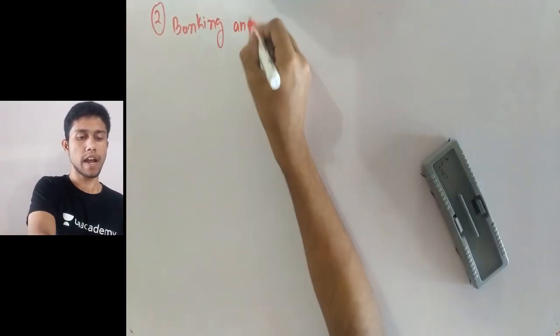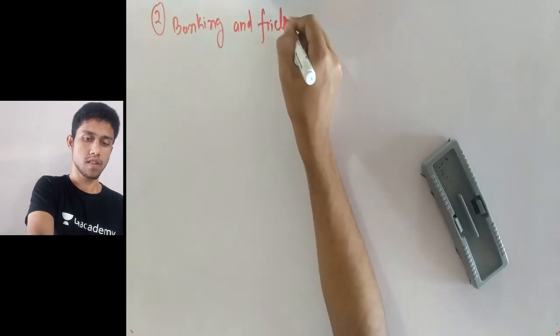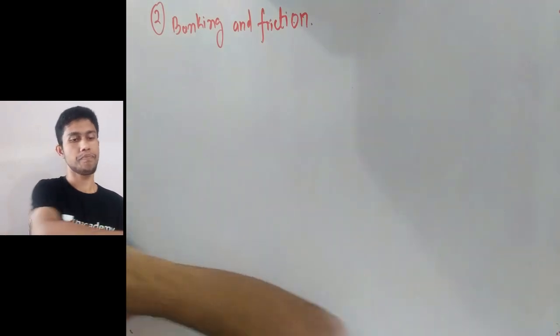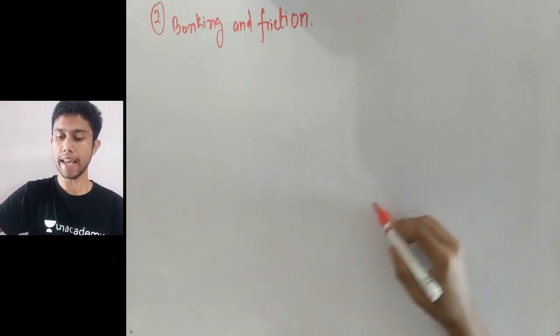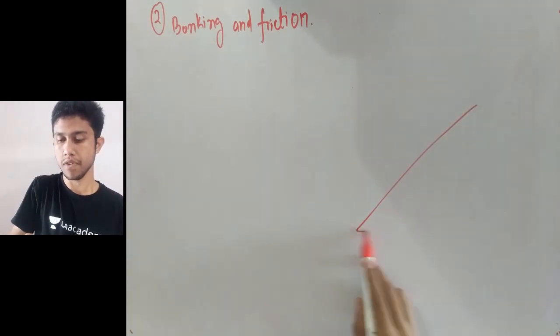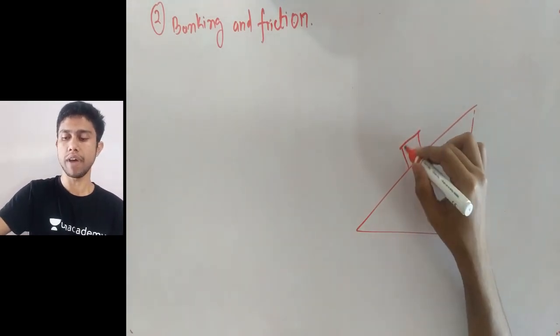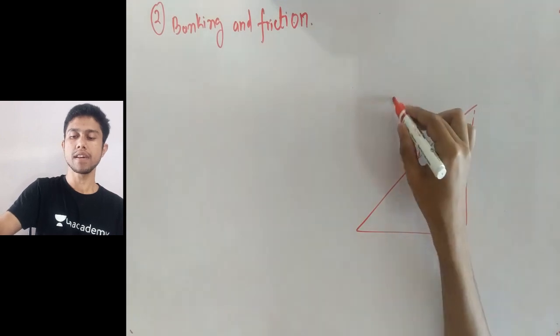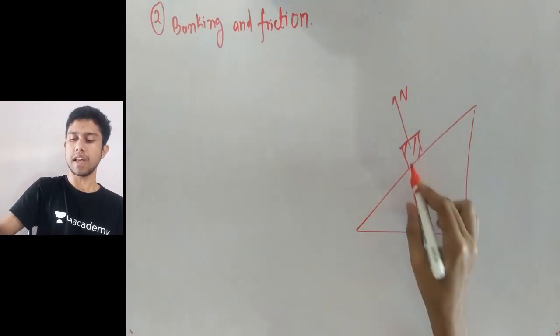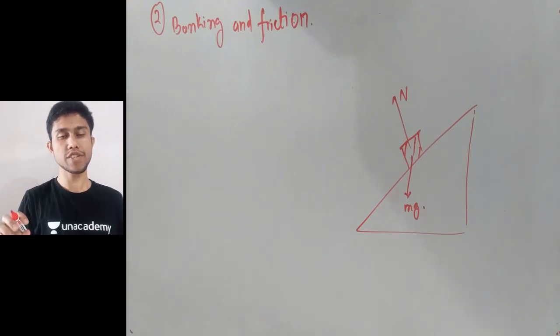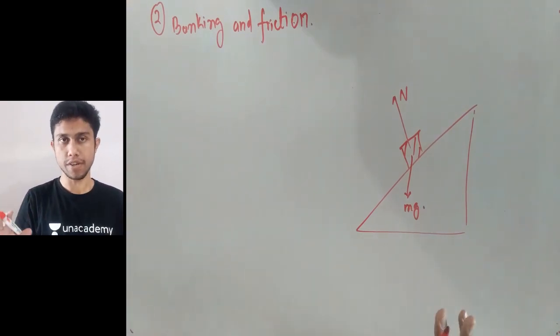So banking and friction. I'll again represent it diagrammatically. So this is the banked road and this is the vehicle. N, and mg is downwards. Okay, so banking and friction is a very elaborate condition.